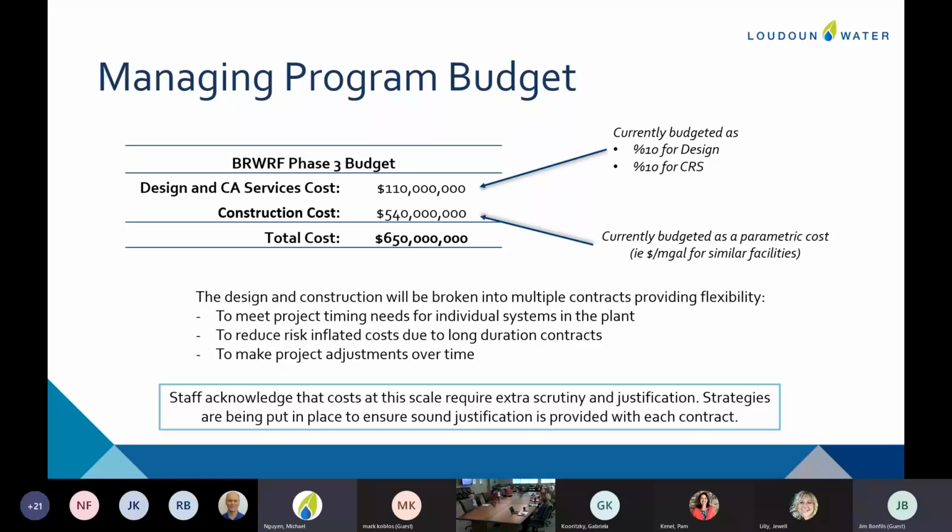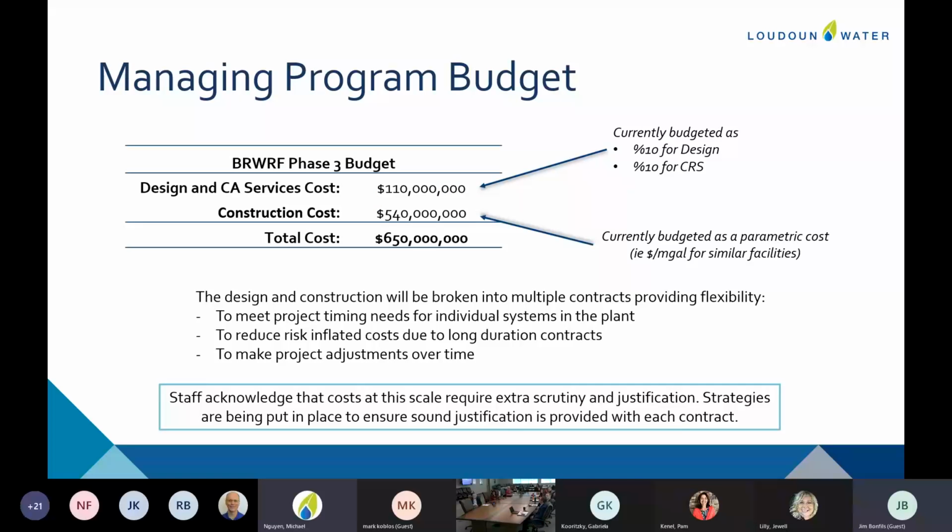So we want to talk more about these costs and how we want to manage this big budget. I broke out in the beginning that this is visionary. This will be the largest capital infrastructure project that Loudoun Water has undertaken, and we absolutely understand the scale of what this ask is. So looking at the budget, right now, $540 million is in construction, and we're reserving $110 million for engineering.